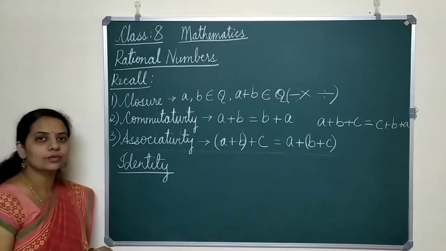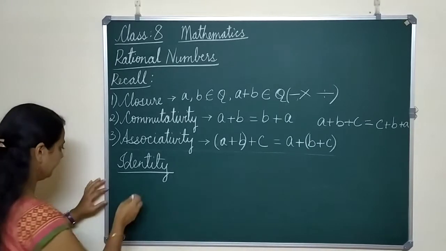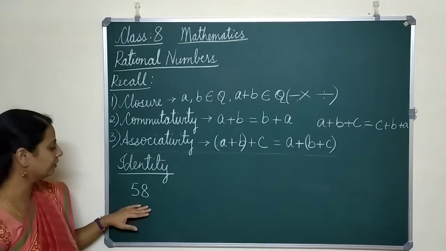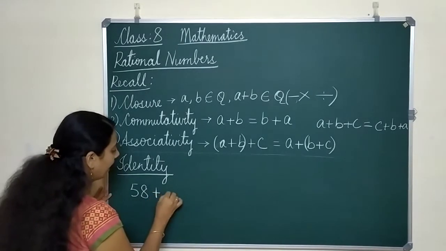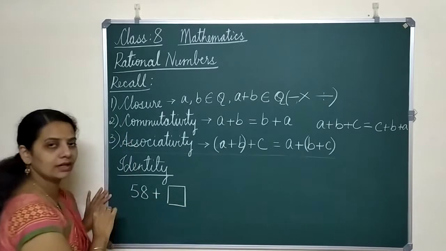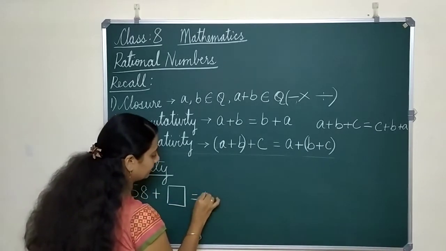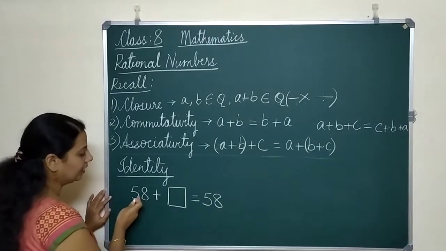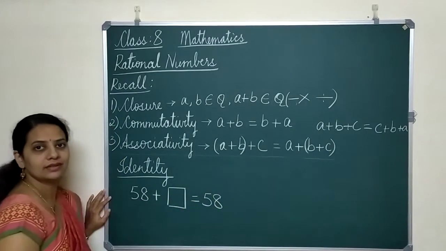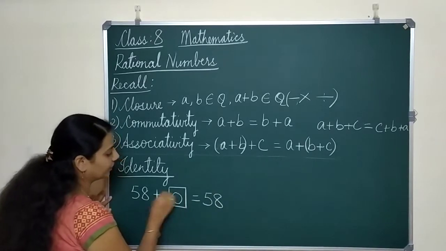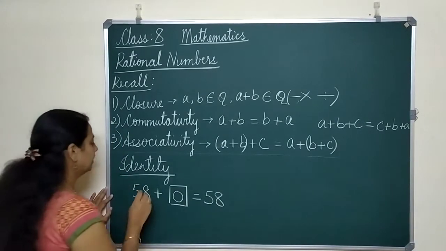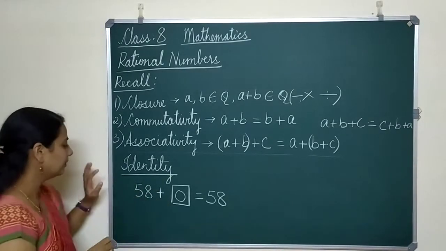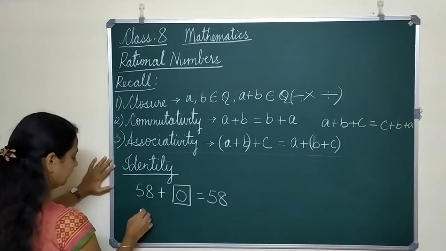Identity. So what do you mean by identity? Let's see. Say for example, take a number 58. Now I'm going to add this number to some other number to get the same answer. So how is this possible? Which number if you add to this number you get the same answer? Yes, it is 0. This is for whole numbers and integers. Now we will have one example for rational numbers.